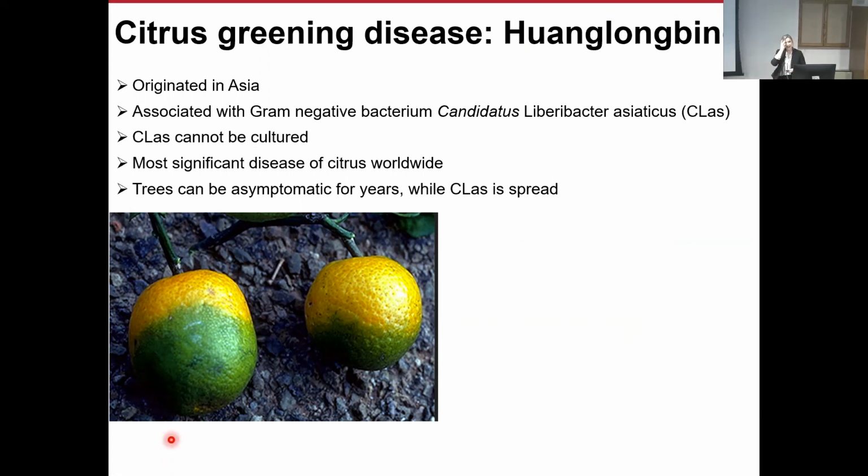So I'm going to be calling it CLas for the purposes of this talk. And you'll notice that I have to say that the disease is associated with CLas because CLas cannot be cultured. And that's also why it has to have the Candidatus designation. Now, this is the most significant disease of citrus worldwide.